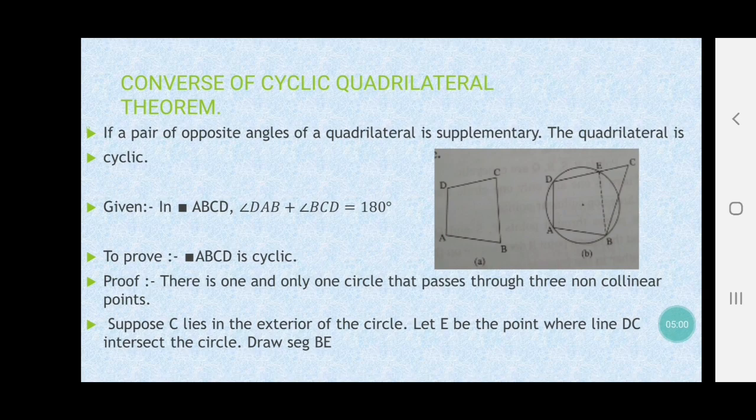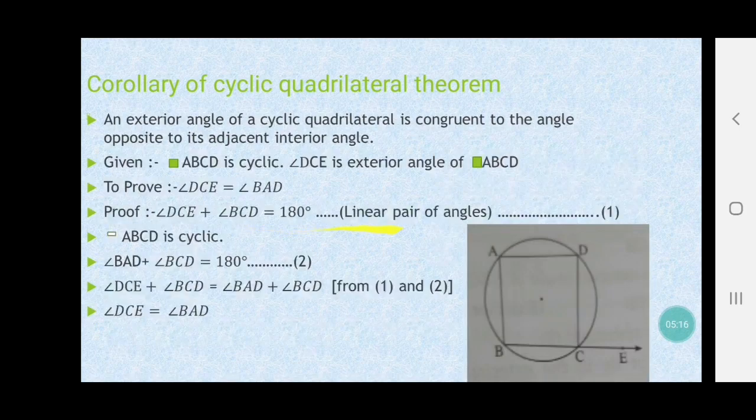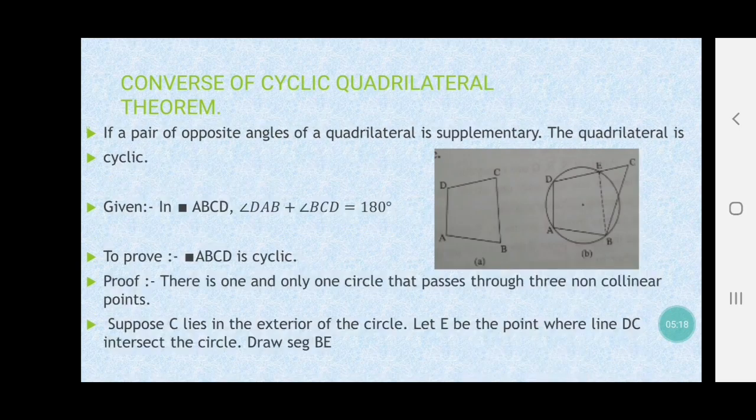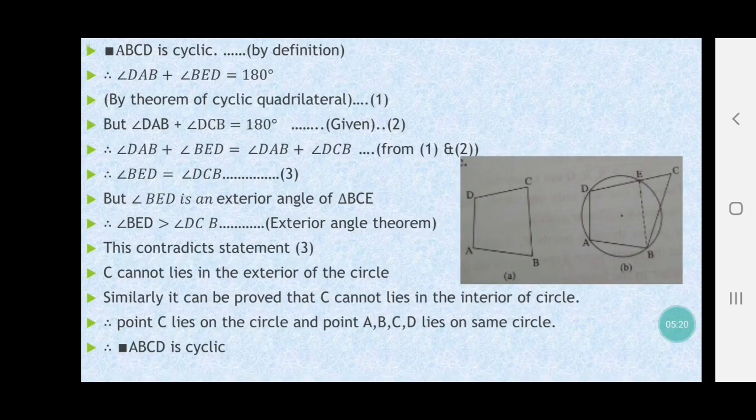By the theorem of cyclic quadrilateral. And the next part, what is given to us? The given part is angle DAB plus angle DCB, or BCD, is equal to 180 degrees. This is given to us, right? From this we come to the conclusion that angle DEB is equal to angle DCB. So this is my equation number 3.